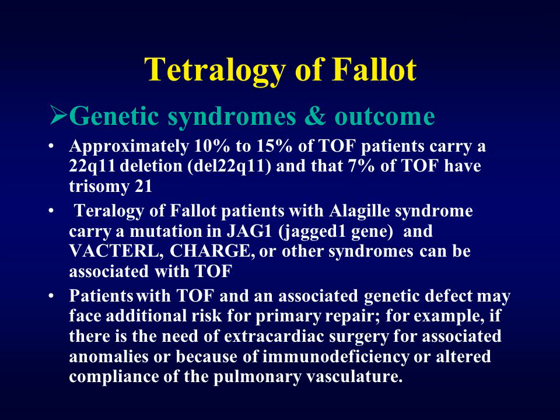Tetralogy of Fallot, genetic syndromes and outcome. Approximately 10% to 15% of TOF patients carry a 22q11 deletion, del22q11, and 7% of TOF have trisomy 21. Tetralogy of Fallot patients with Alagille syndrome carry a mutation in the JAG1 gene, and VACTERL, CHARGE, or other syndromes can be associated with TOF.